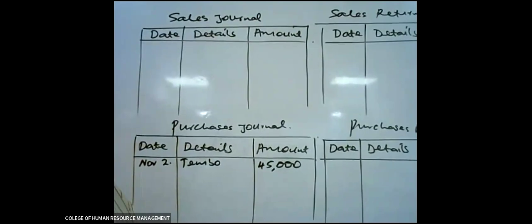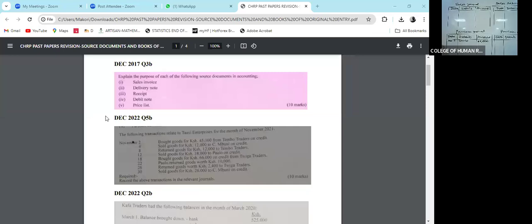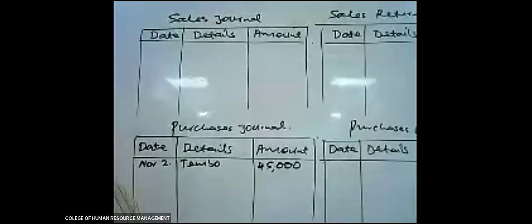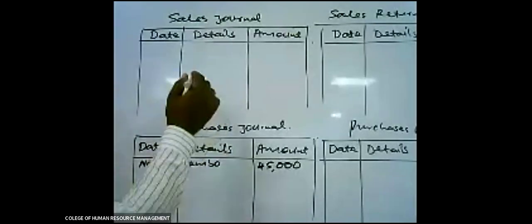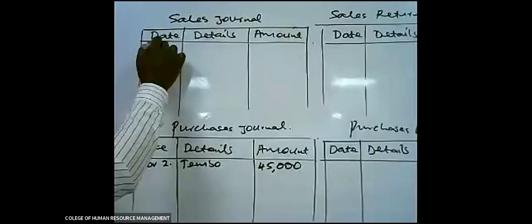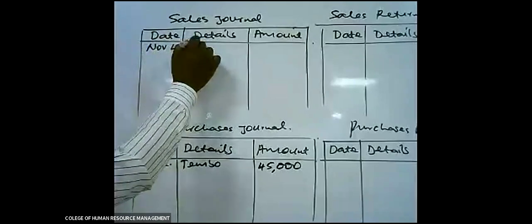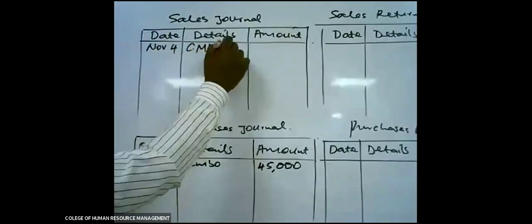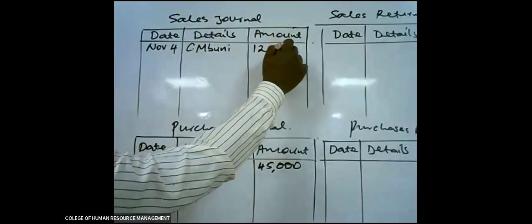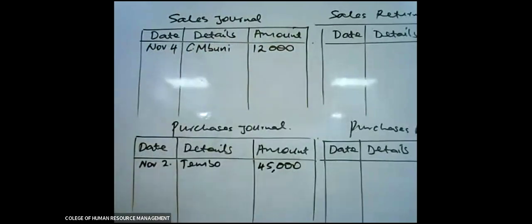We go to the second transaction. Sold goods for 12,000 to Simbuni on credit. When you sell goods on credit, it goes to the sales journal. So you come here. November 4th, we sold goods to Simbuni, 12,000. That's that.